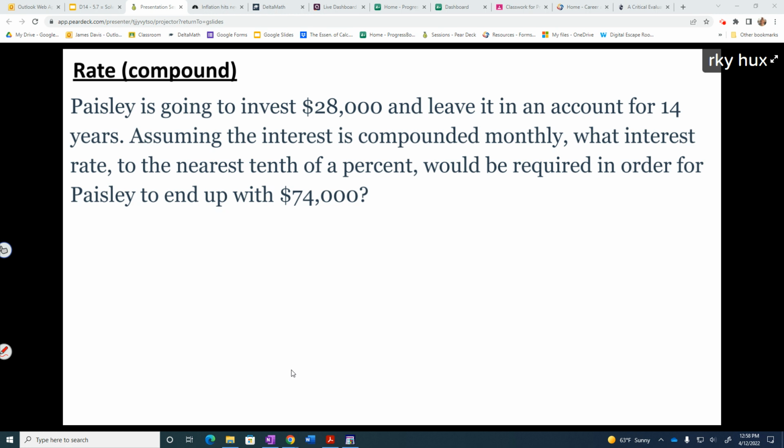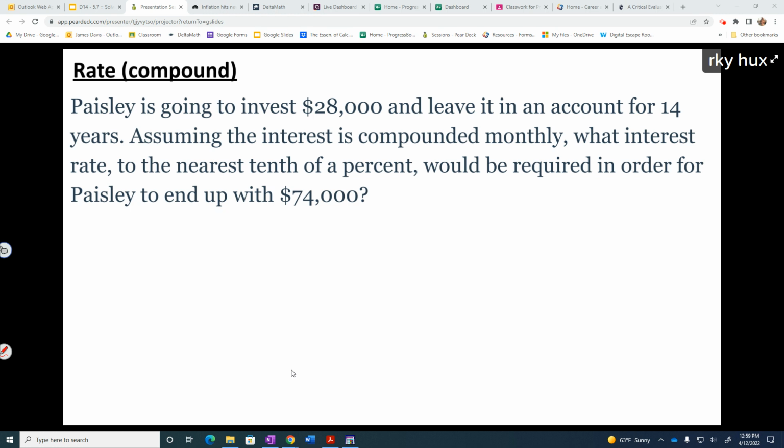All right, so this problem here, Paisley is going to invest $28,000 and leave it in an account for 14 years. Assuming it's compounded monthly, what interest rate will be required in order for Paisley to end up with $74,000?